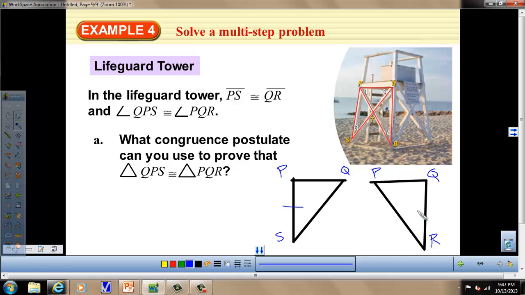We're told that PS and QR are congruent. We're also told that QPS and PQR, those angles, are congruent. Finally, we can see that PQ and PQ are congruent using the reflexive property, and so the two triangles would be congruent by side angle side here. Now, if you notice, they've labeled angles 1 and 2 here, so we can also label this angle 2 and this angle 1. And we're going to use that for the second part of this.